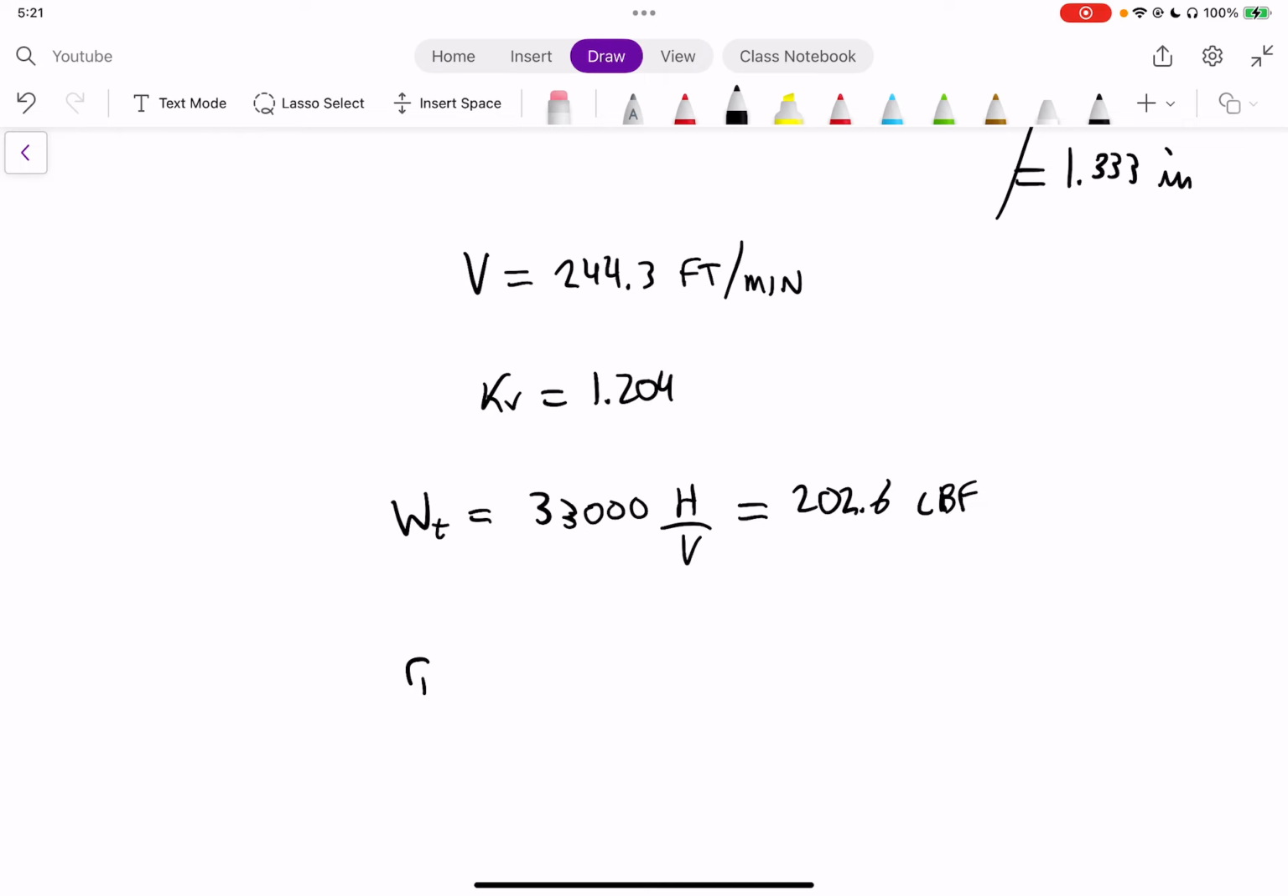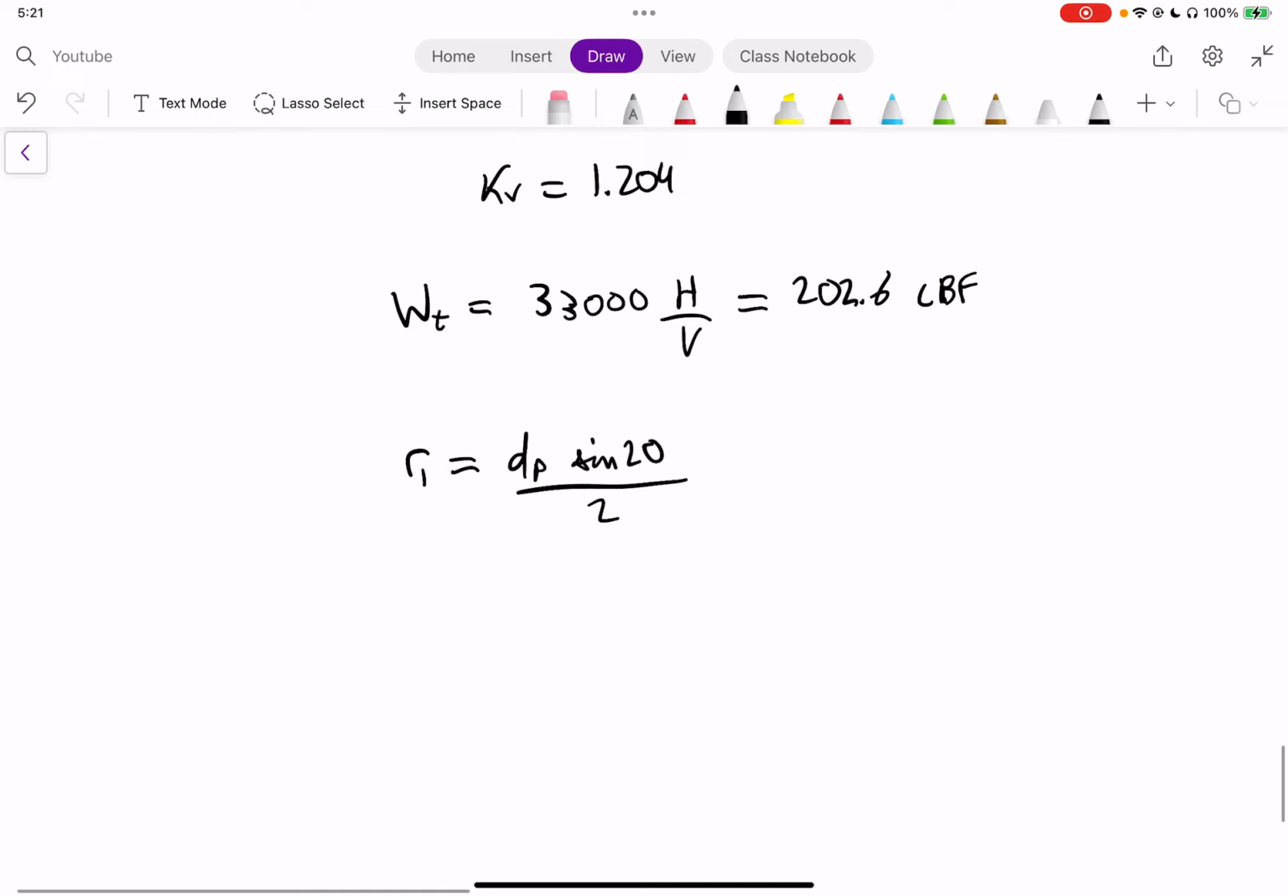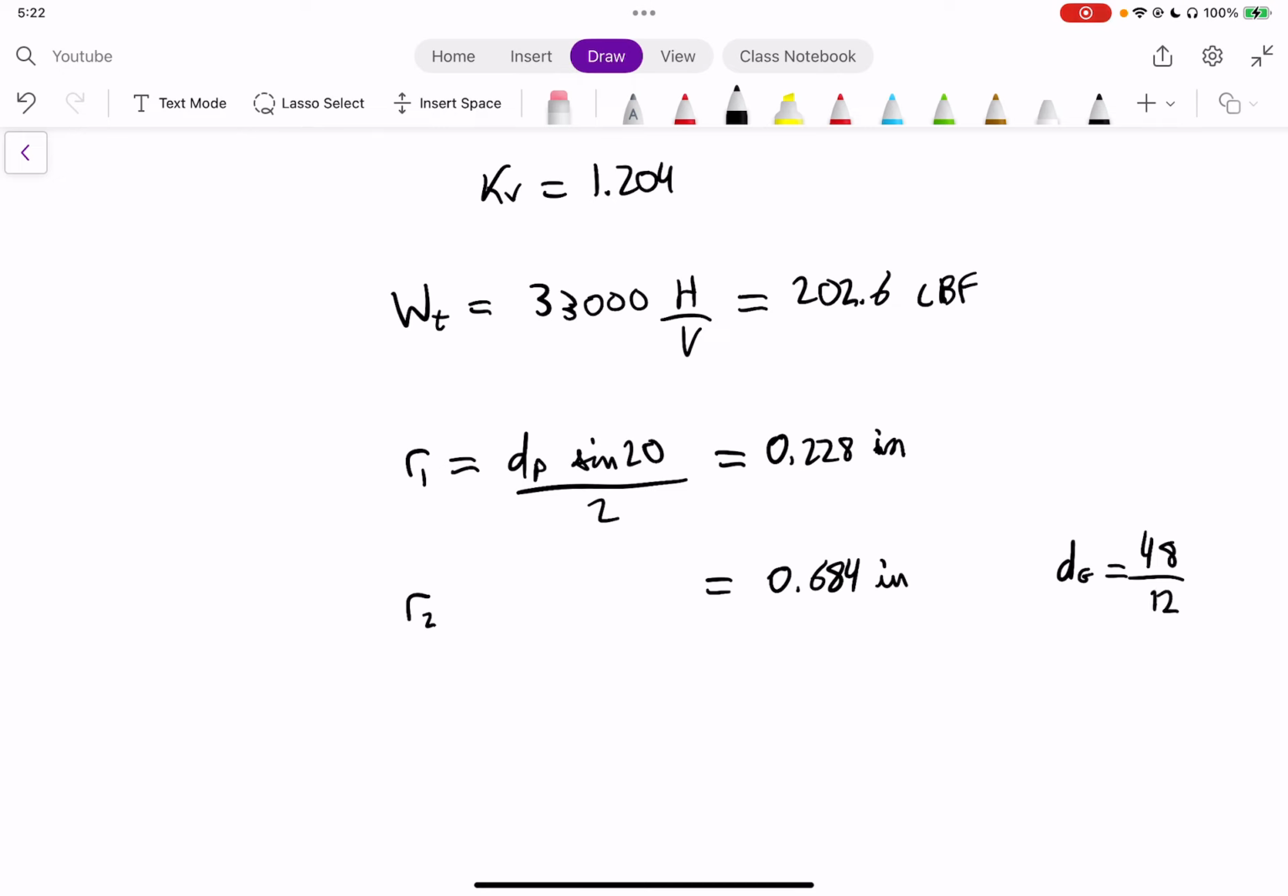Then one thing that is new is to find R1 and R2. So R1 is diameter of pinion times sine of 20 over 2. And that's going to be equal to 0.228 inches. And then we're going to do the same thing with R2. And R2 is going to be equal to 0.684 inches. Okay. Then, obviously, we had already found the diameter of our pinion. The diameter of the gear to solve for R2 is equal to 48 over 12. Okay, just so we have it in case you need to have it.